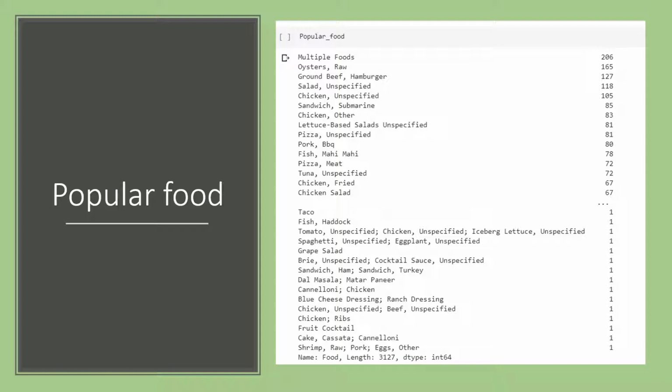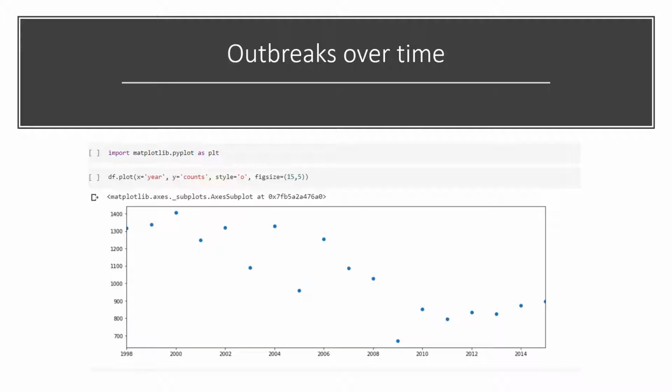Popular foods, they have a category that's multiple foods, which after doing this, I will have to take that out. I think I'm going to take that out before I do any training, just because it doesn't really give me any insight. One of the highest is oysters, or raw food, ground beef, and burgers, things of that nature. Outbreaks over time show a trend of decreasing over time, which is good news.